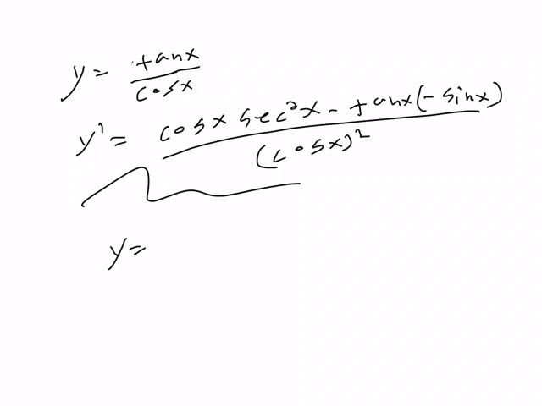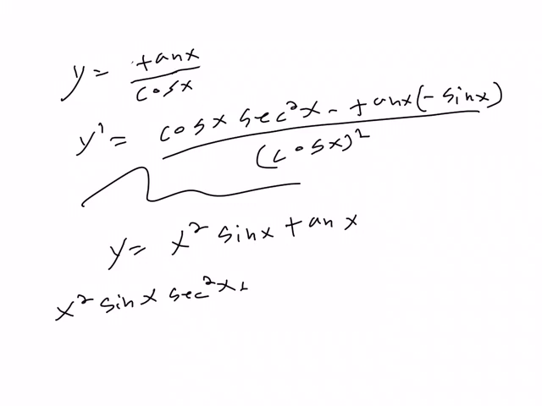Finally, y is equal to x squared sine x tan x. Okay, a bunch of product rules. The first one we're going to do is going to be x squared times sine x times secant squared x.